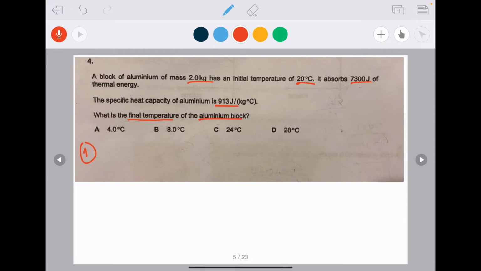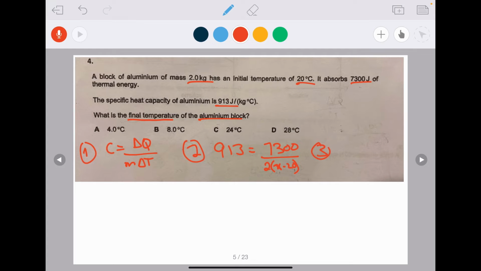specific heat capacity. So C is equal to change in heat over mass times change in temperature. C as in specific heat capacity. Step 2, let's substitute what we already have given in the question. So specific heat capacity is given as 913 equals the heat, which is given as 7,300 joules, divided by the mass given as 2 kilograms, and the initial temperature is given, and we have to find the final temperature. To find the difference in temperature, you do final minus initial. We do not know final, so we'll do x minus the initial, which is x minus 20.